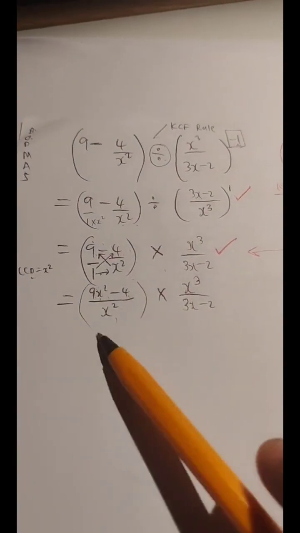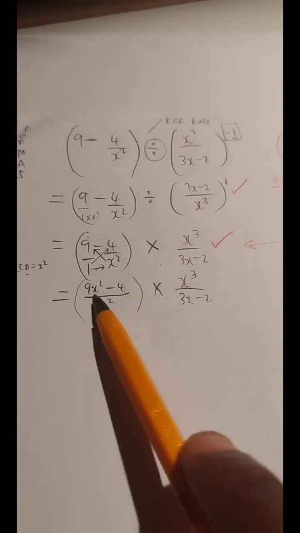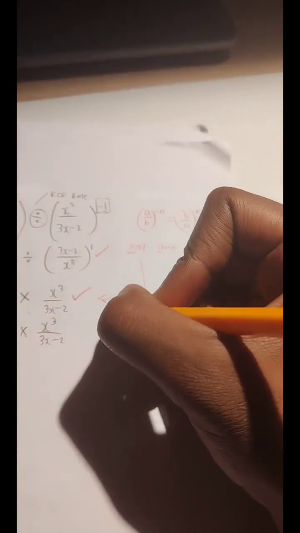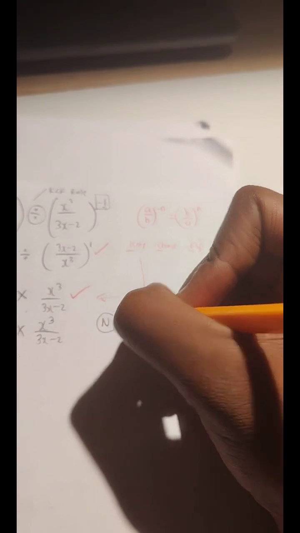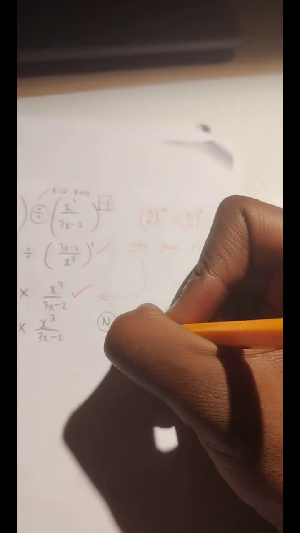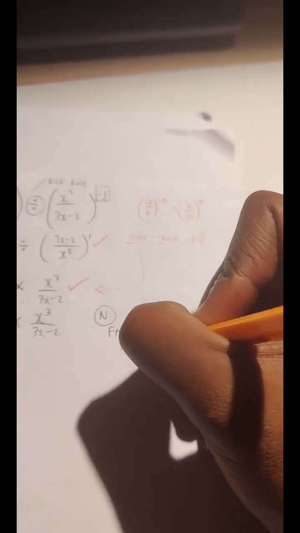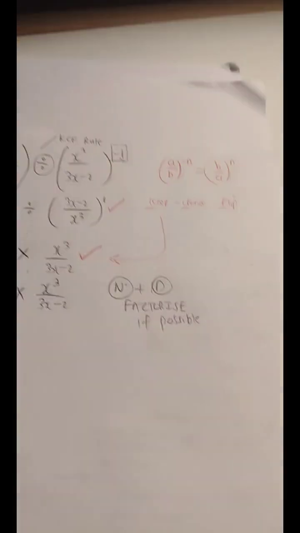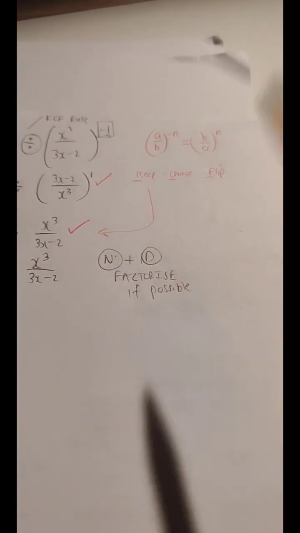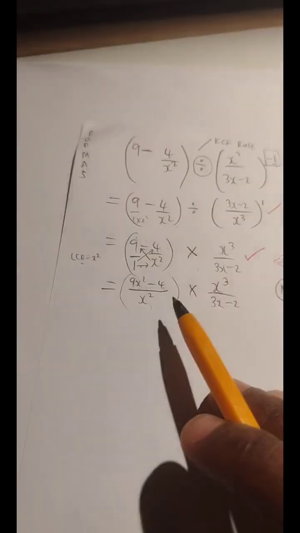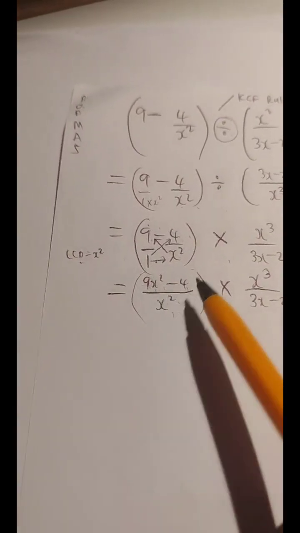Now guys, what we have here is a typical multiplication of two fractions. When we have that, we look at the numerator and the denominator of all of our fractions and we factorize if possible. That's what we do when there's multiplication and division of fractions. We look at the numerator and the denominator of each fraction and we factorize where factorization is possible. So let's look at this first fraction. We have 9x squared minus 4.